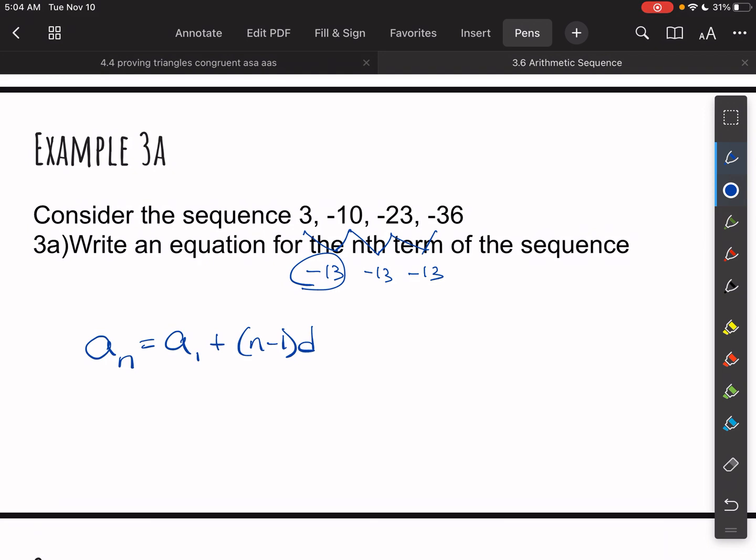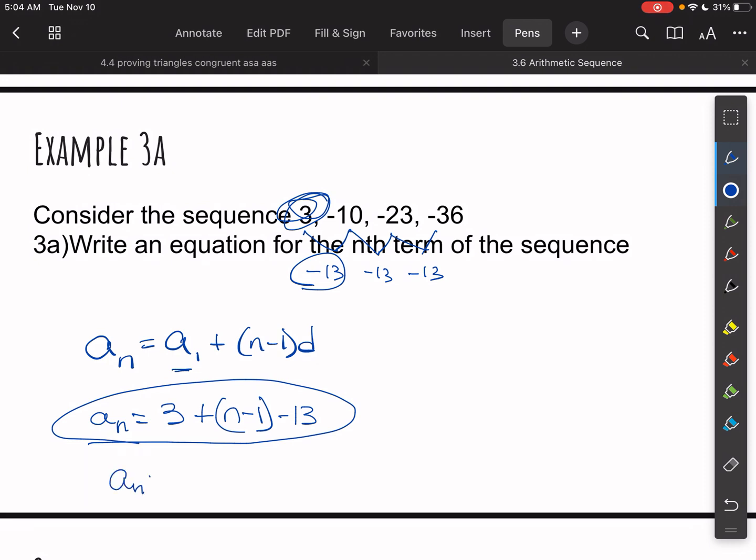Okay, so the nth term is equal to, in this case, we know a1. The first term is 3. I got that from right here. Plus n minus 1, we don't know n, so we can leave that like that. But we know d, it's negative 13. I don't really care if you leave it in this form. In your textbook, when you check your answers, they may have it simplified where they distribute this out. So that would be 3 minus 13n, be careful with your signs there, plus 13. If I simplify that a little bit, I get a sub n is equal to 16 minus 13n.